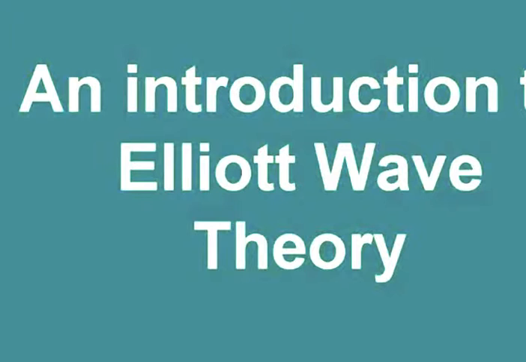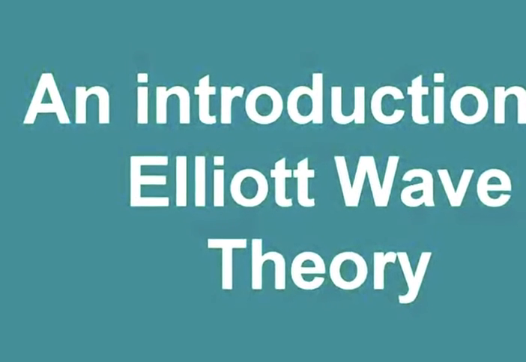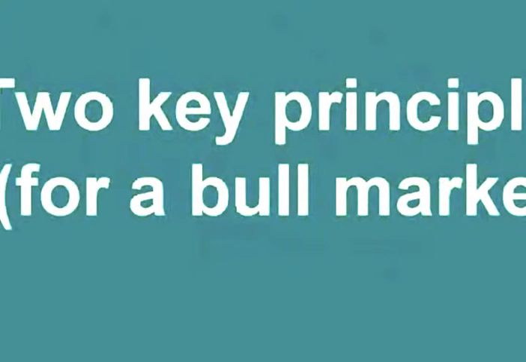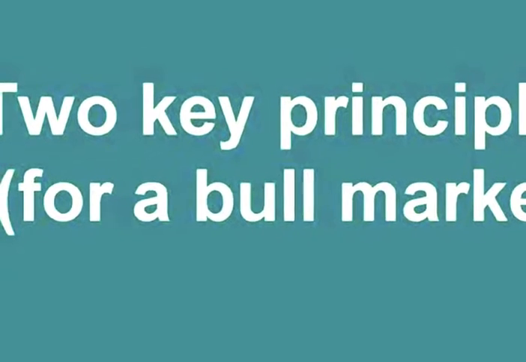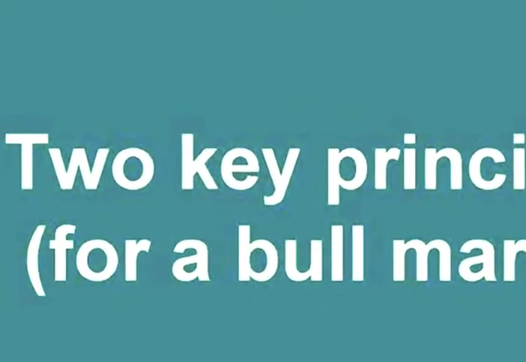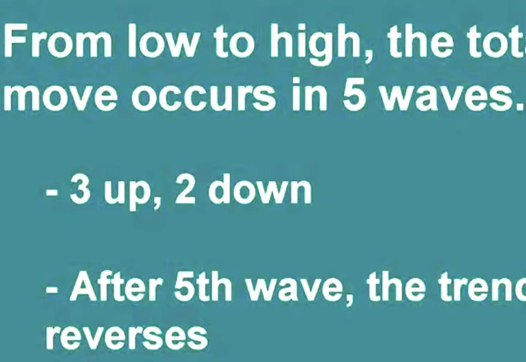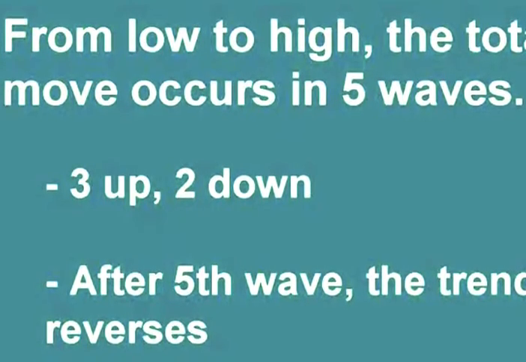Okay, well, it was Ralph Elliott in the 1930s that made the very basic discovery of the two principles which I use. Principle number one, and I'll refer to a bull market, and of course everything is reversed in a bear market. From a low to a high, the total move occurs in 5 waves, 3 up and 2 down, and the 2 down ones are called corrective waves. Now, after the 5th wave, the trend reverses. This is a very crucial point.